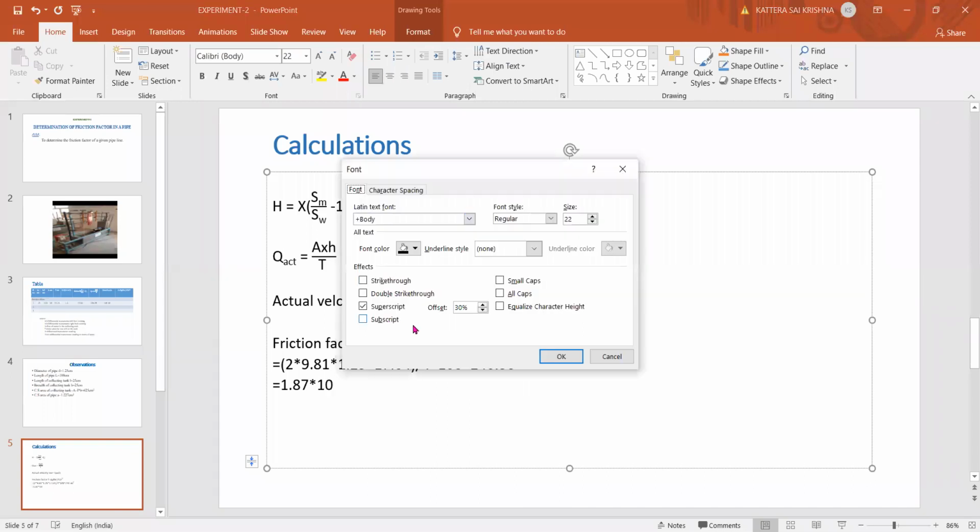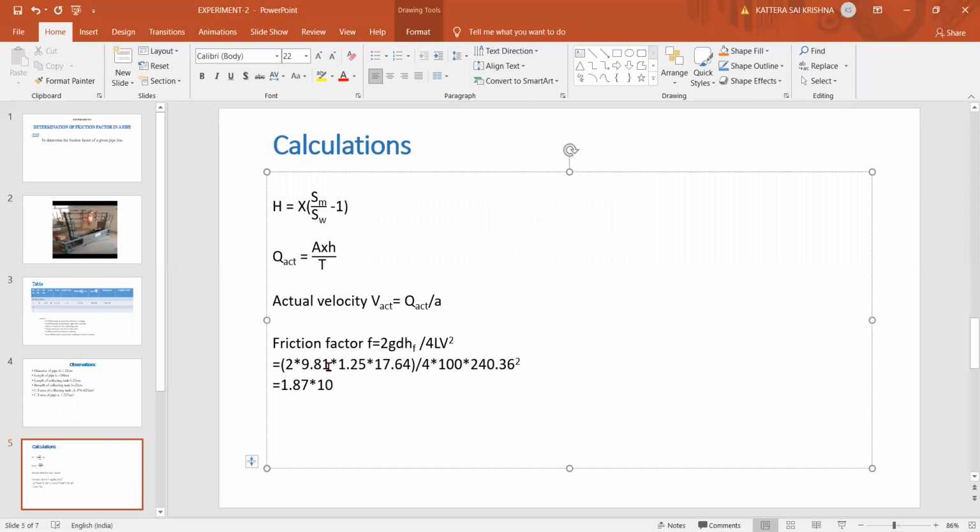Sir, here do we need to change again, sir? 9.81 into 100, yes, here 100 you need to keep it in 100. 9.81 is in meters, so into 100 you need to keep here G.